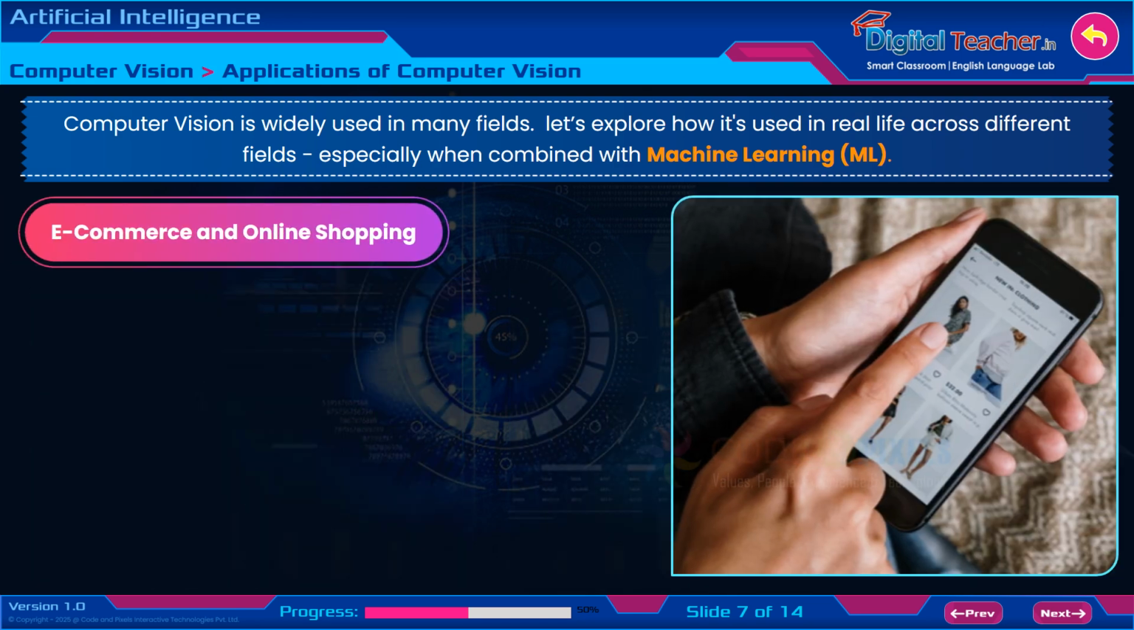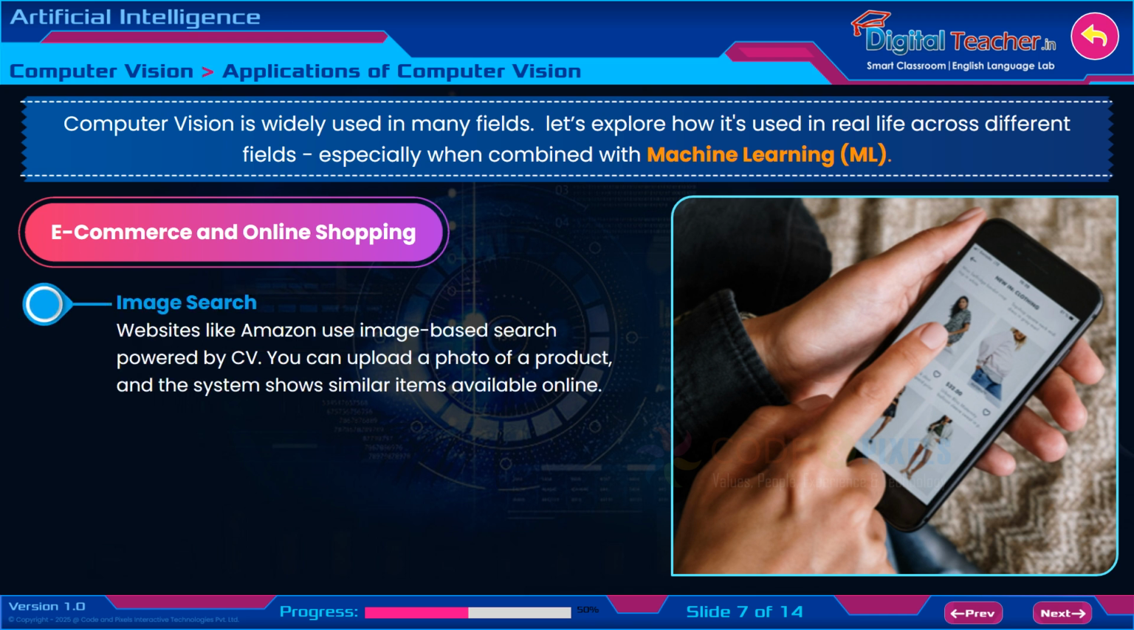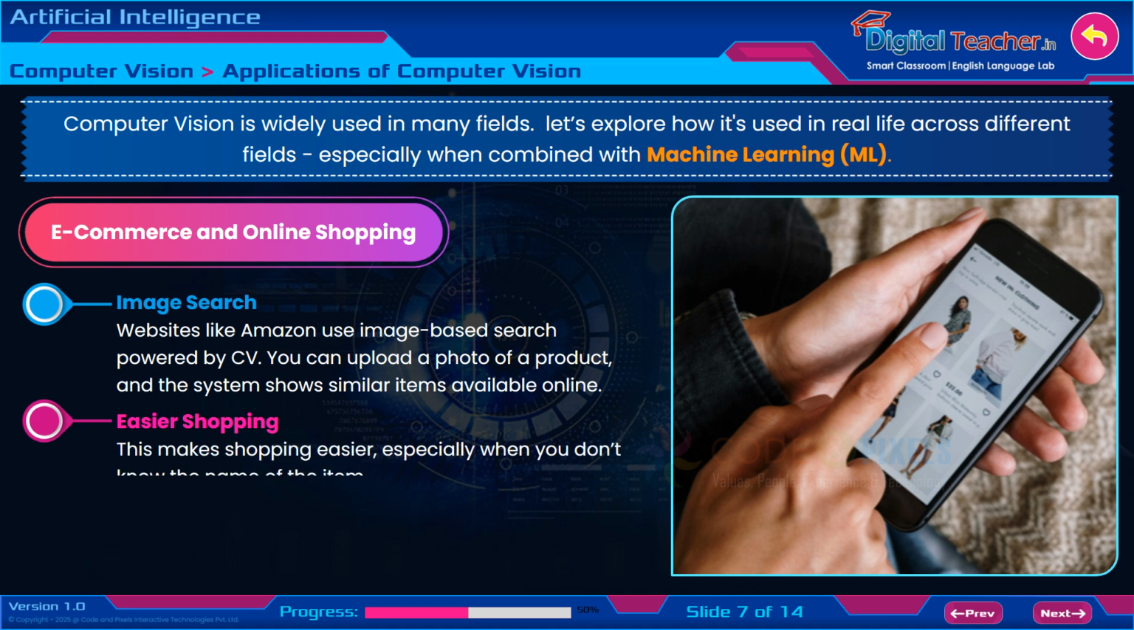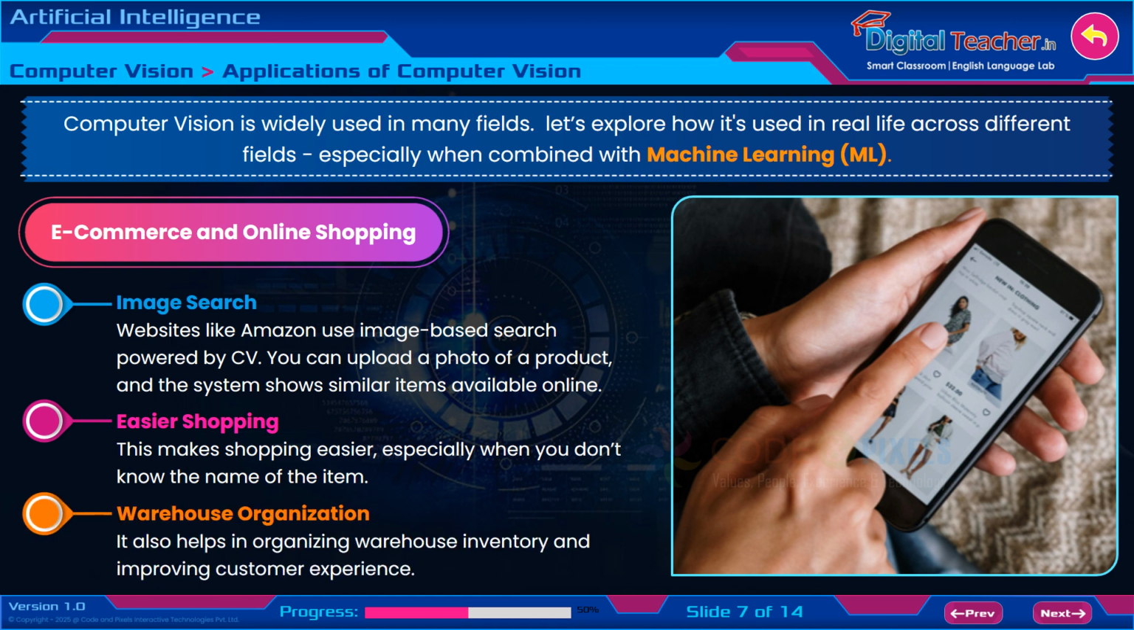E-commerce and online shopping. Websites like Amazon use image-based search powered by computer vision. You can upload a photo of a product, and the system shows similar items available online. This makes shopping easier, especially when you don't know the name of the item. It also helps in organizing warehouse inventory and improving customer experience.